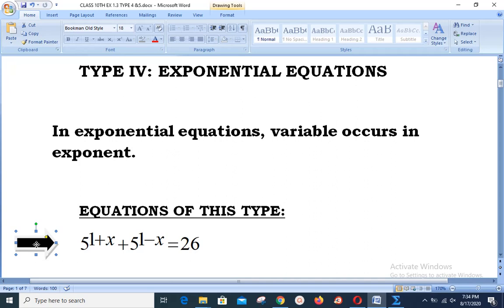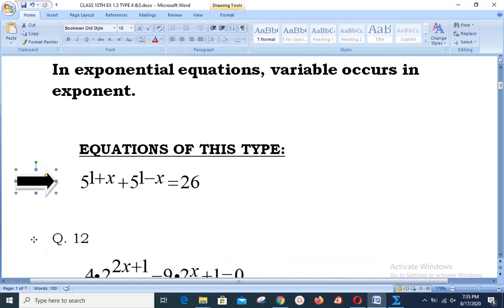This is one example: 5 power 1 plus x plus 5 power 1 minus x is equal to 26. You can have many more examples like 4 exponent 2x plus 1 plus 2 exponent x plus some number is equal to 0. Like this you can have so many other examples. Moving to the next question from the exercise, we have selected question number 12 on this topic.